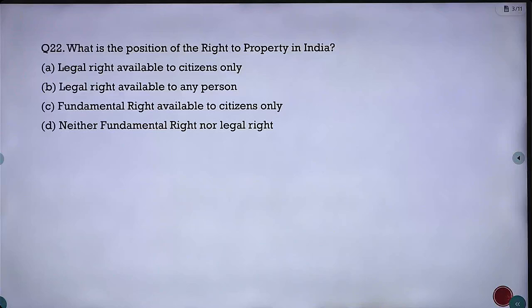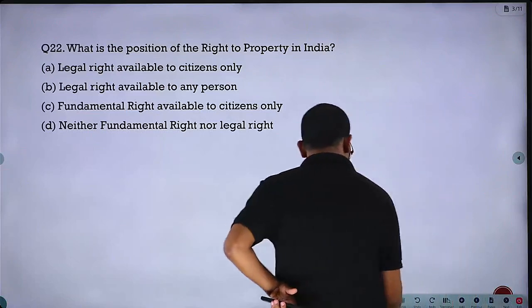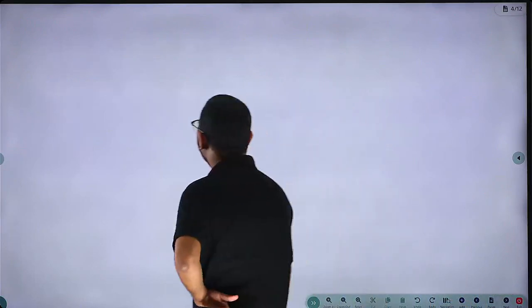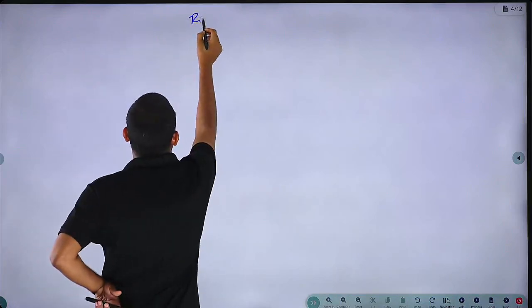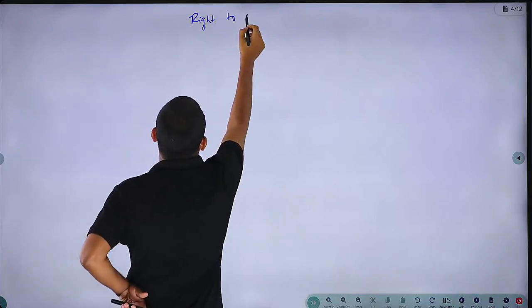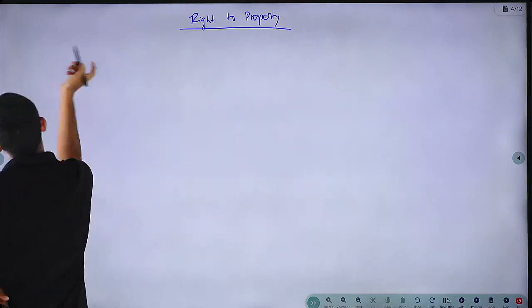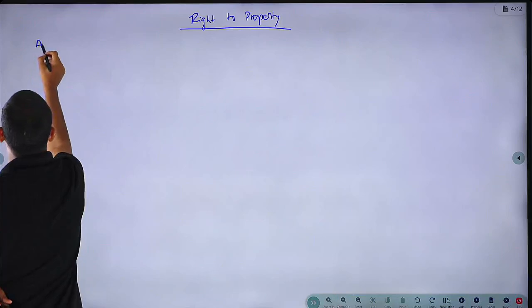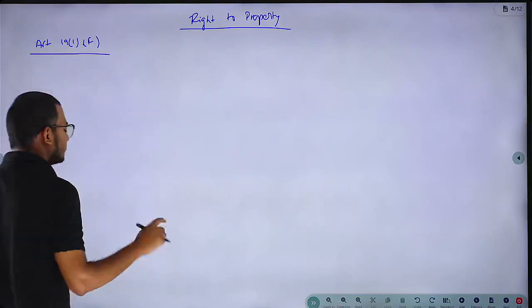What is the position of right to property in India? Now here I'll explain a bit about right to property. If possible, note it down on a paper. Right to property, before, we used to have in 2 articles. One is Article 19 clause 1 clause F.